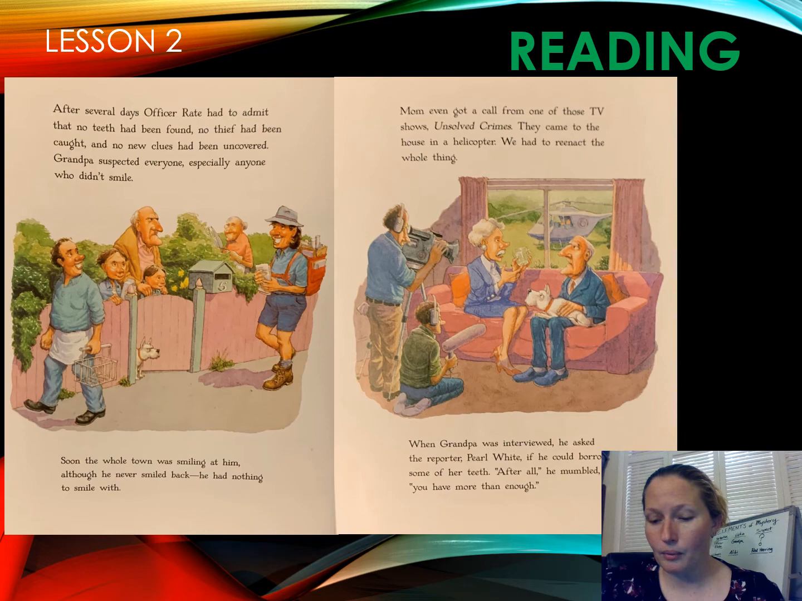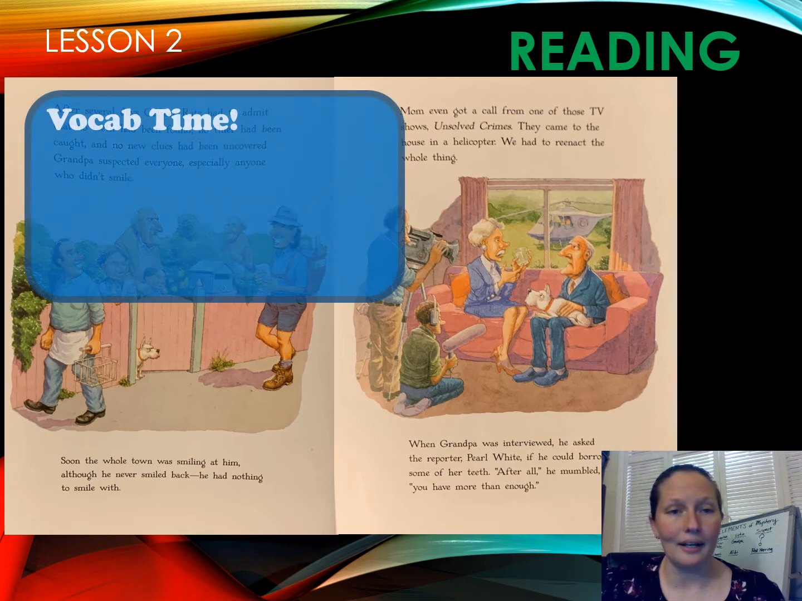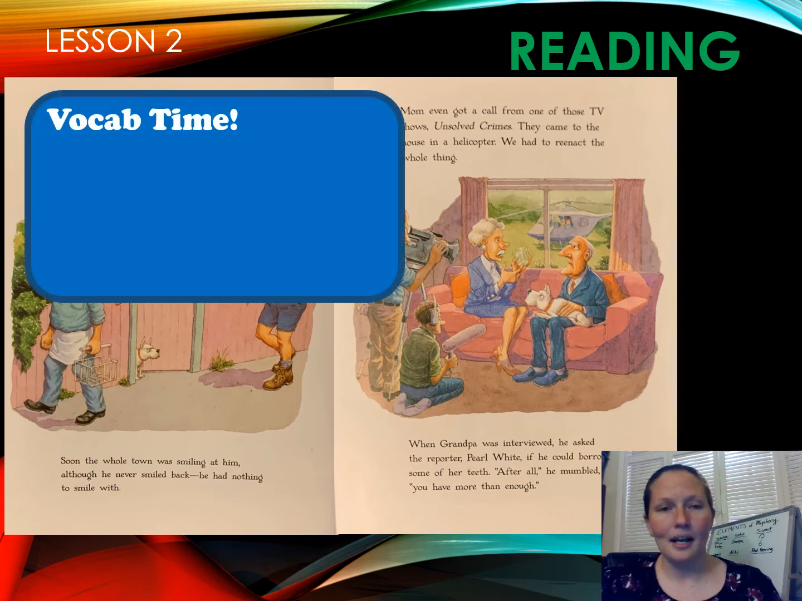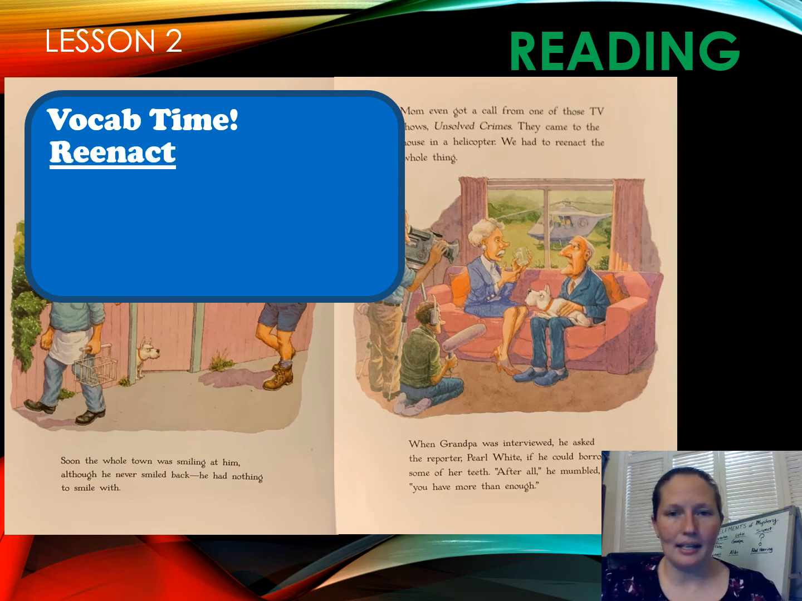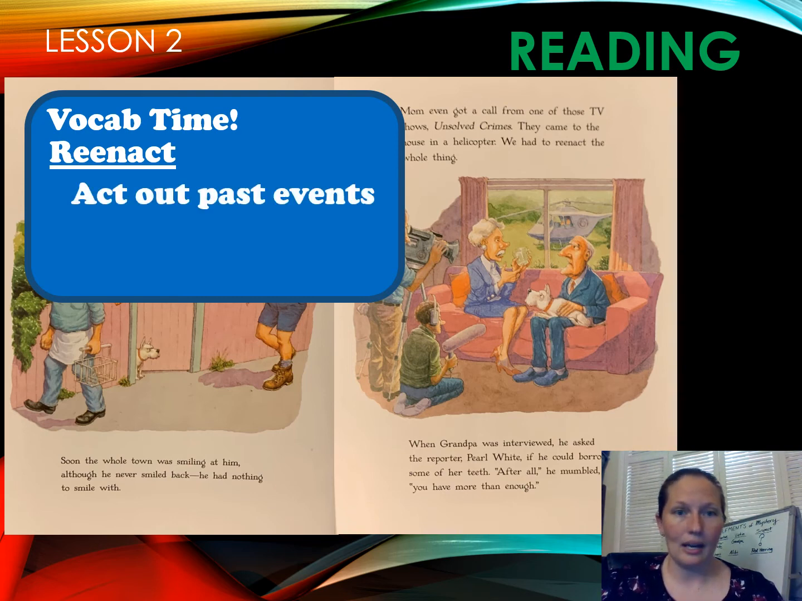All right, so really quick, we're going to discuss vocabulary. The first vocabulary is the word reenact. It seems like we should know what that word is, but just to go over it: we had to reenact the whole thing. Reenacting means you have to act out the past events. We reenacted, or we reenact.